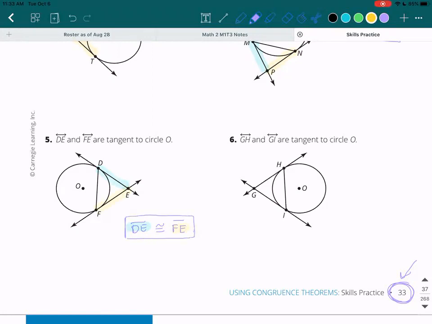Okay, so 5 is done. Last one for this page is number 6. We have that GH and GI are tangents to circle O. Somebody type in the chat. Oh, somebody already did. HG and GI. You are correct. Let me highlight them so that people can see. HG is this top one, and GI is this bottom one. It seems like you guys are getting the hang of this and knowing which segments are congruent, so good job. Any questions on 5 and 6?